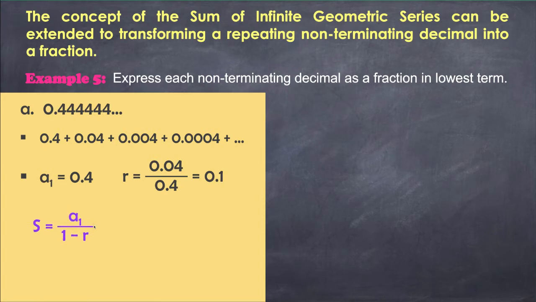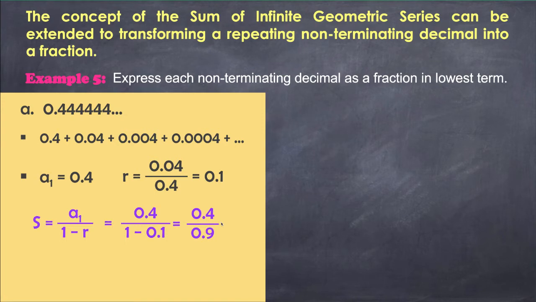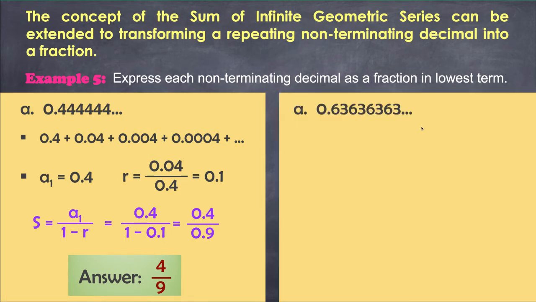Now to get the sum, we use this formula again. S equals a sub 1 over 1 minus r. Now substitute the values, and we get 0.4 over 0.9, which is equal to 4/9. Let's try this example.